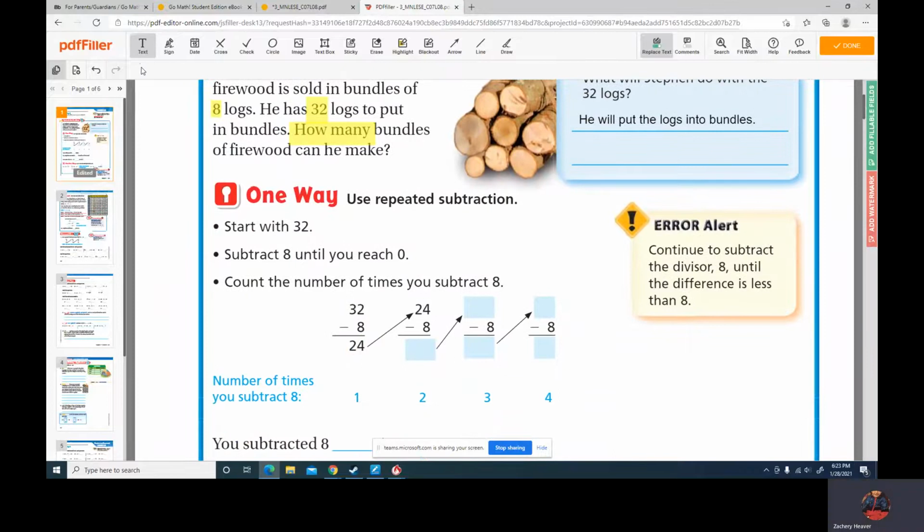So we know that 32 minus 8 is 24. They bring the 24 up. 24 minus 8 is 16. Bring it up. 16 minus 8 is 8. You bring it up. And 8 minus 8 is 0. Okay? So 32 minus 8 is 24, it goes up, just like that.